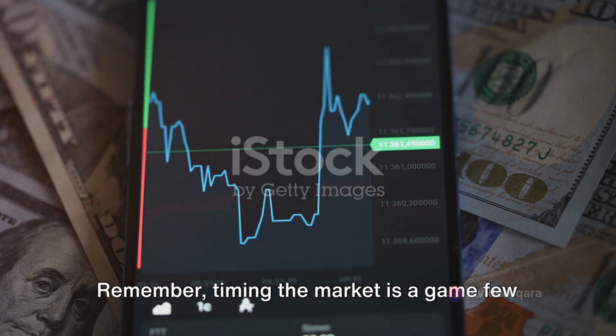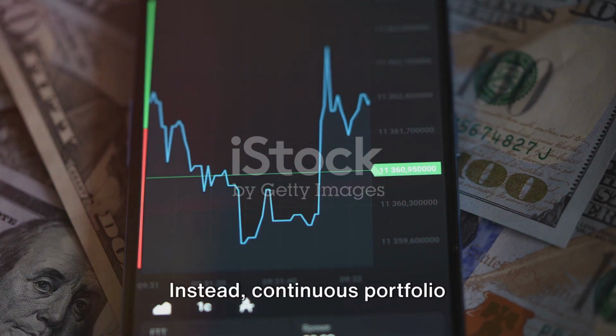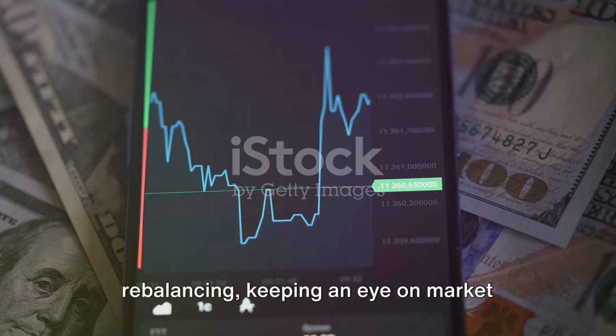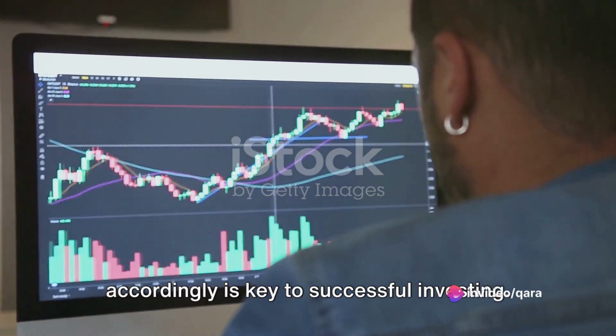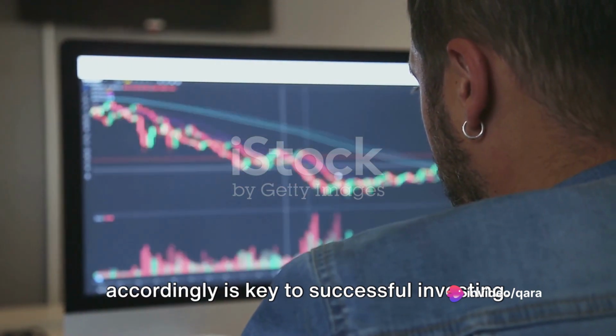Remember, timing the market is a game few can win. Instead, continuous portfolio rebalancing, keeping an eye on market trends, and adjusting your strategy accordingly is key to successful investing.